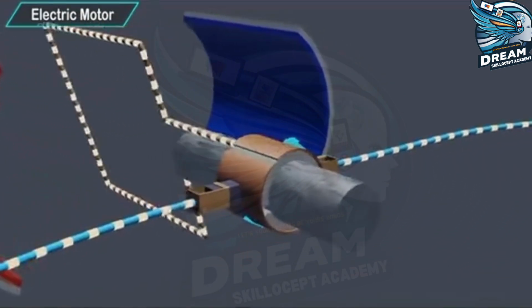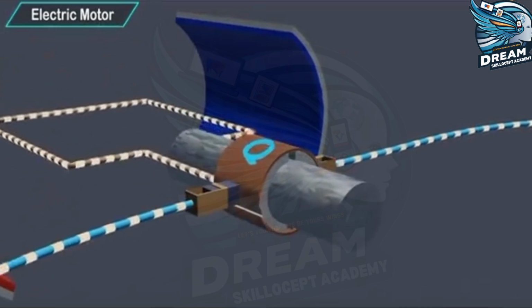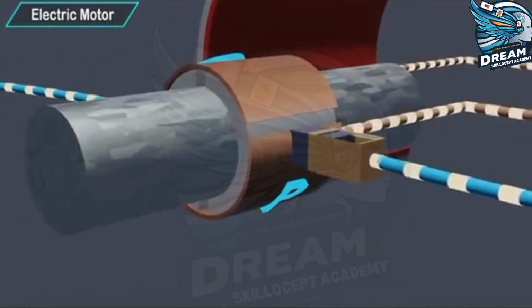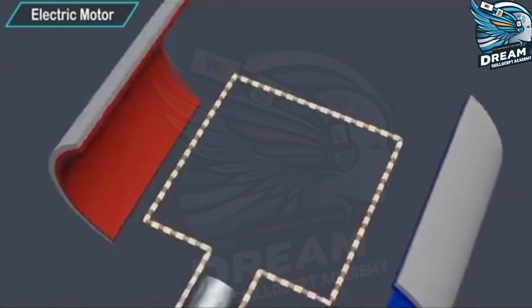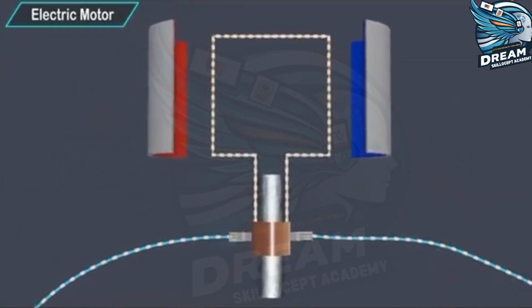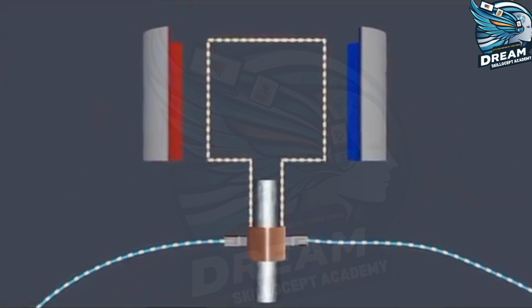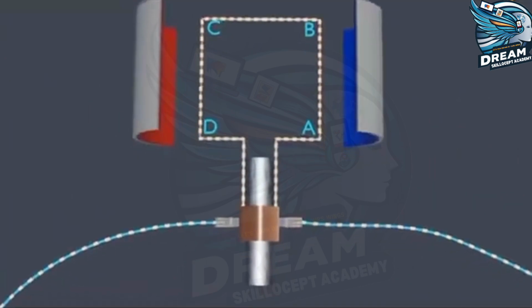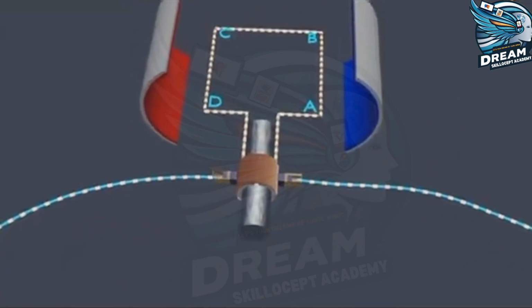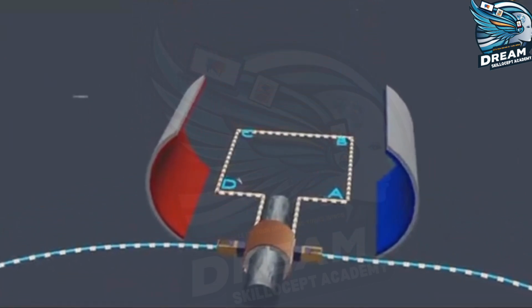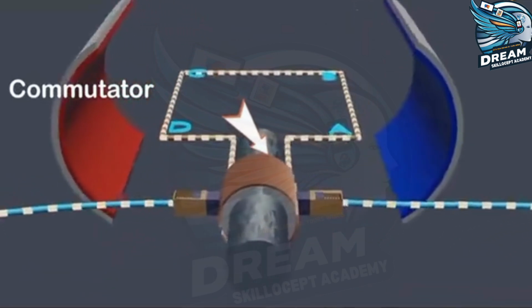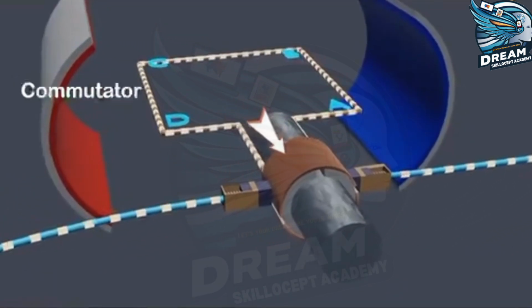At half rotation, Q makes contact with brush X and P makes contact with brush Y. In this scenario, the current in the coil gets reversed and flows along the path DCBA. A device that reverses the direction of flow of current through a circuit is called a commutator. In electric motors, the split ring acts as a commutator.